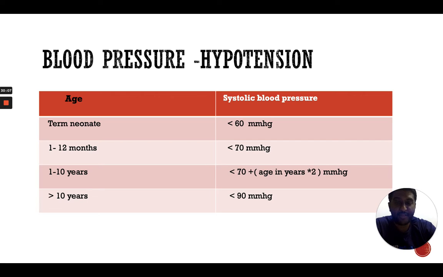So here is a rough guide to quickly calculate at the bedside whether the patient is hypotensive or not. Term neonate, less than 60, hypotension. Less than 1 year, less than 70, hypotension. So the numbers are like 60, 70, and 90. We need a formula to remember for 1 to 10 year old. The formula is 70 plus age times 2. Anything less than that is hypotension for them. More than 10 years we treat like adult, less than 90 is hypotension.